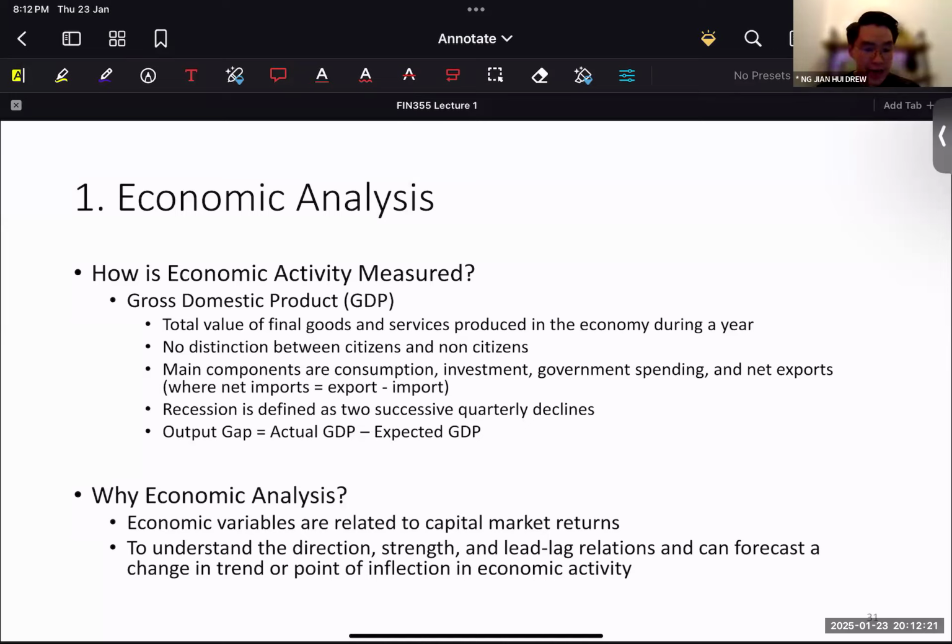Now going back to where we stopped. What's economic analysis? Economic analysis is looking at the economy, and one of the key factors of the economy is the GDP. So what's GDP? GDP, gross domestic product, is the value of goods and services produced during the year for the country or the economy. And it does not distinguish between residents and non-residents. So even if, let's say, I was working in Canada, my output will be categorized under Canadian output.